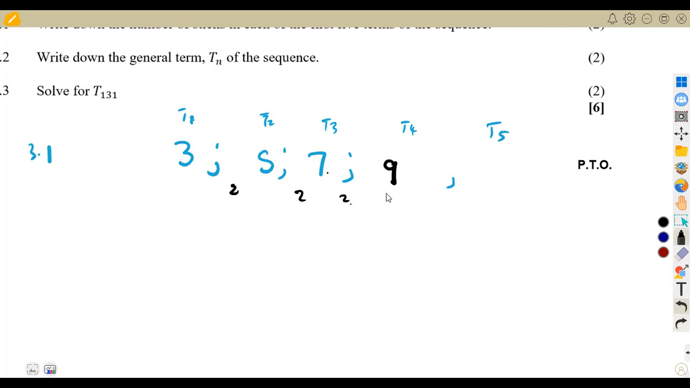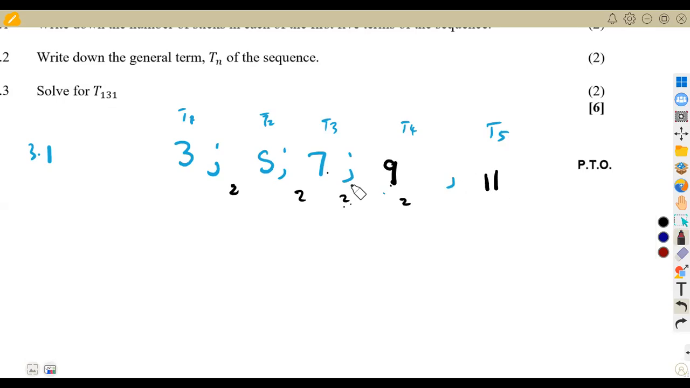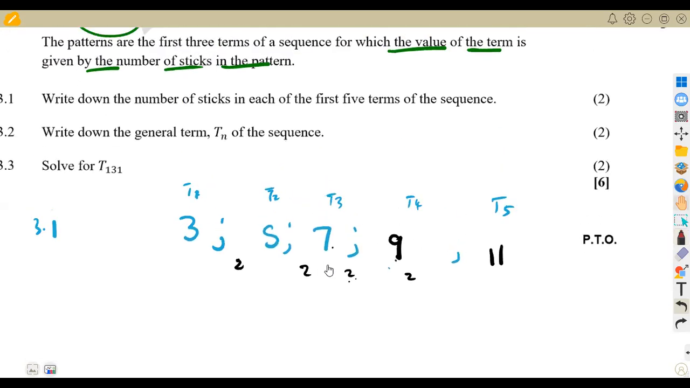I do the same thing to get the 50th term. I'm going to add a 2 again. 2 added to 9, 9 plus 2, I get 11. So this is what I'm going to have at the end, all right? In terms of the 50 terms, at the end, I'm going to have 11 sticks representing this part. All right, so that was our first question, 3.1.